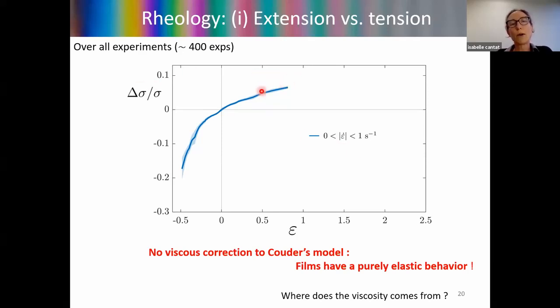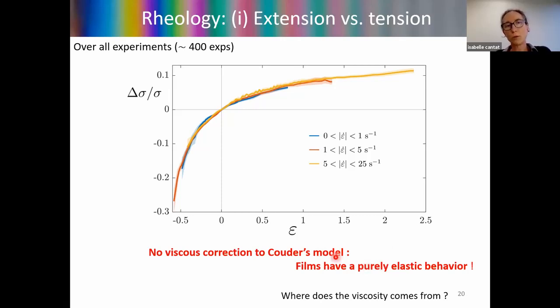So here, all the points on this line are the average over all the data points having a very small shear rate. Then you get a middle shear rate and the biggest shear rate, of the order of 25 Hertz, and every curve is perfectly superimposed. So that's an important result: there is no viscous correction needed to Couder's model. The film has a purely elastic, non-dissipative behavior.